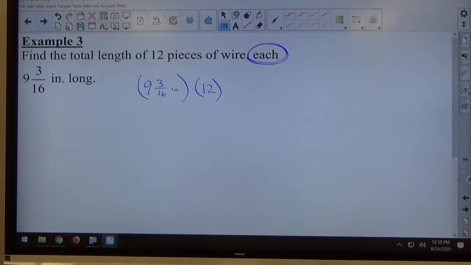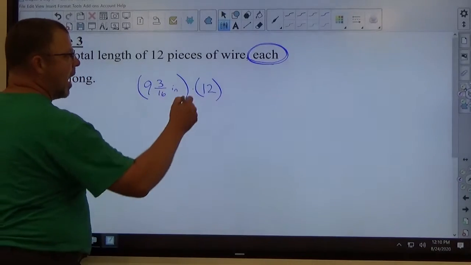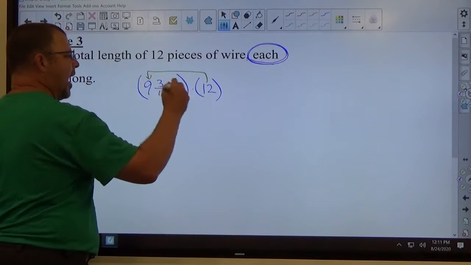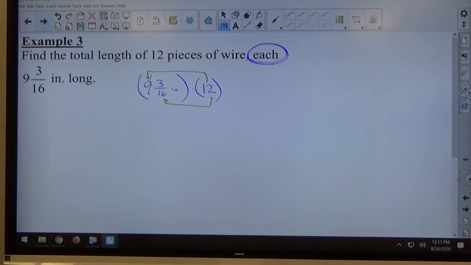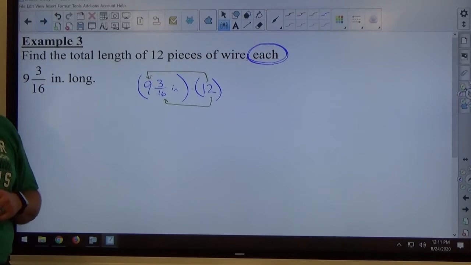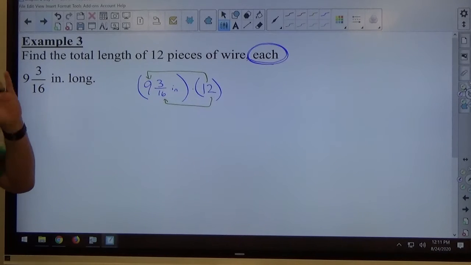Now the thing to be cautious of here is when you're multiplying mixed numbers, there's a requirement of the distributive property. What I'm saying is if I want to multiply this as it's written, I would have to multiply 12 times 9 and 12 times 3/16. I have to multiply both the fraction and the whole number times 12 to do it. The other option is to make the 9 3/16 into an improper fraction and multiply it that way. They're both right. There's not going to be a way that that's not the right way to do it.